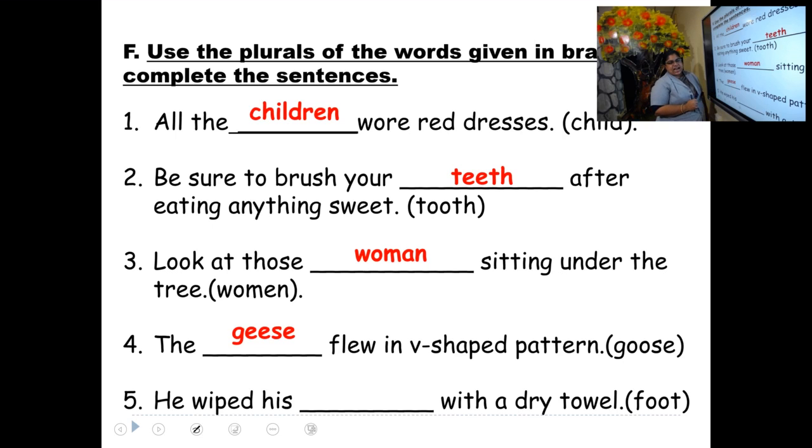Next one, he wiped his dash with a dry towel. This one also we have seen. What's the answer? Yes, say fast. Yes, foot, feet. Foot, feet. So what's the spelling? F-E-E-T. That's the spelling of these words. It's better you learn these by heart. Some of the words, if you learn the plural by heart, it will be easier. Like child, plural is children. Tooth, plural teeth. Woman, women. Goose, geese. Foot, feet. So all of you finish writing.